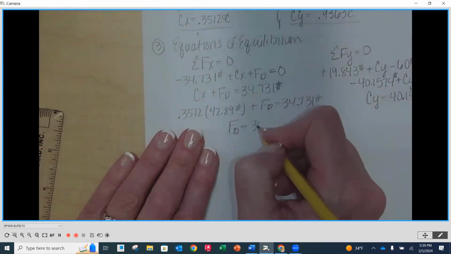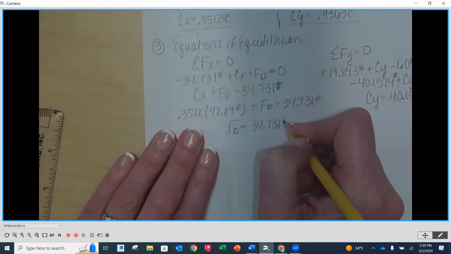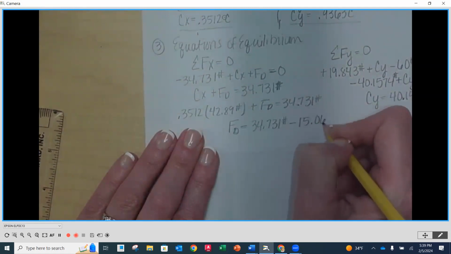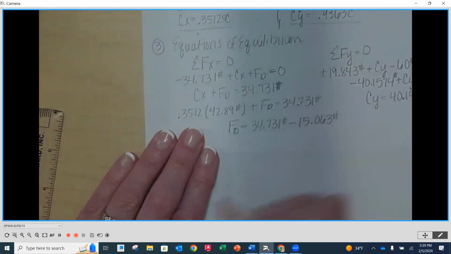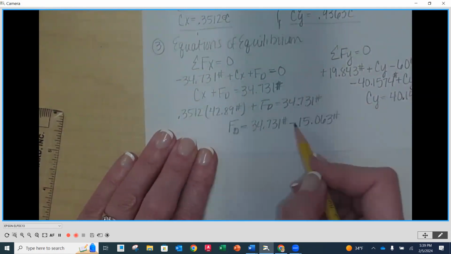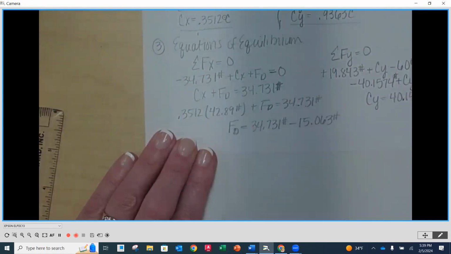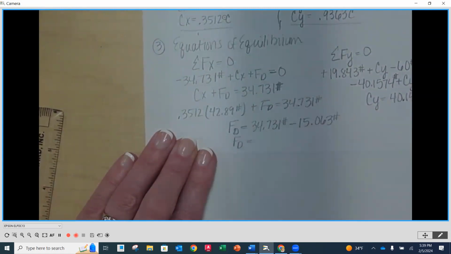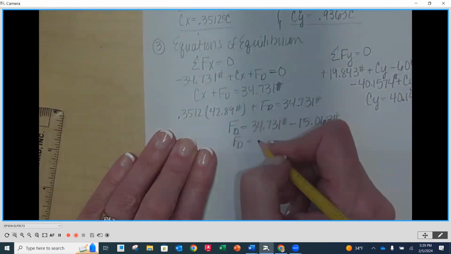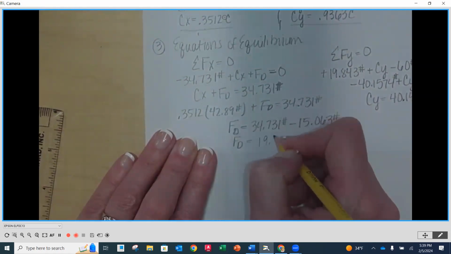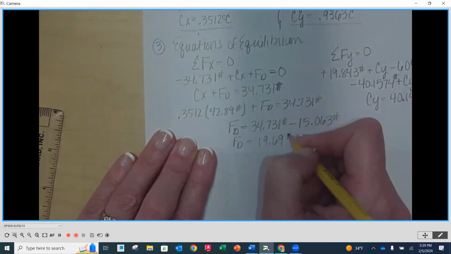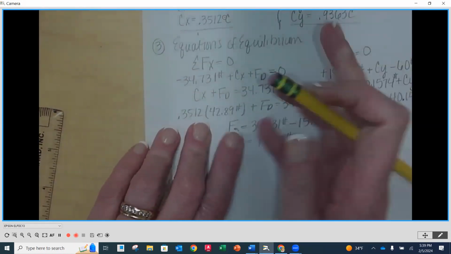So I'm going to have 34.731 pounds minus 15.063 pounds. Because I multiplied those two together and I moved it to the other side, so I had to subtract it, right? So my FD is going to be 19.69. I'm sorry, 19.67 pounds.